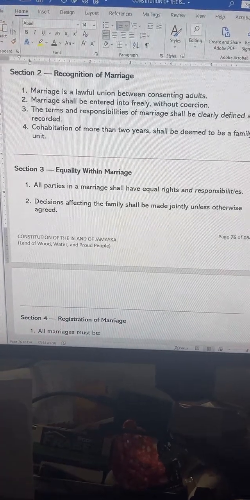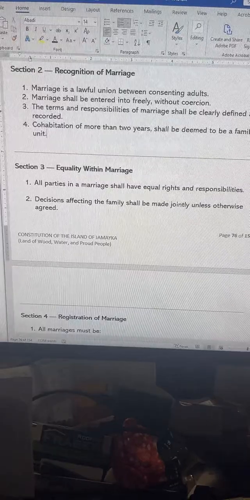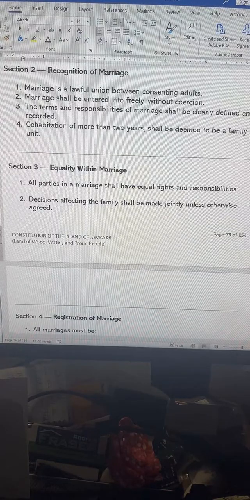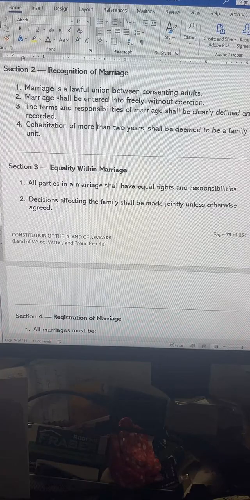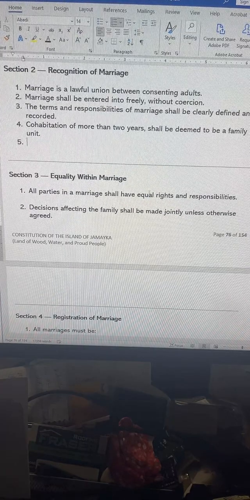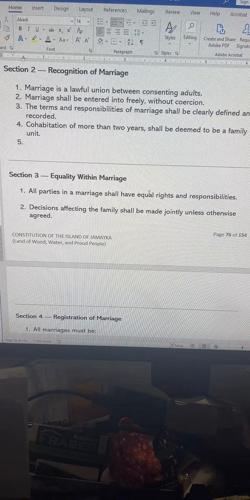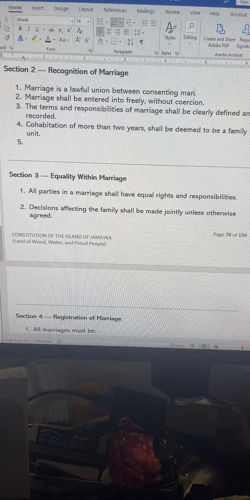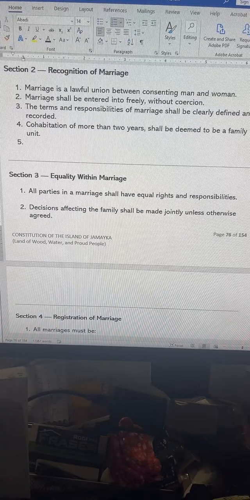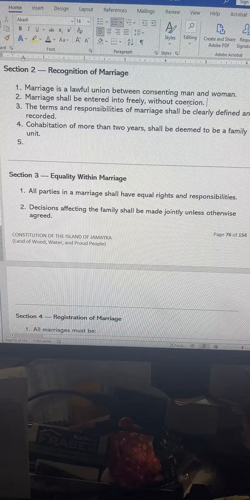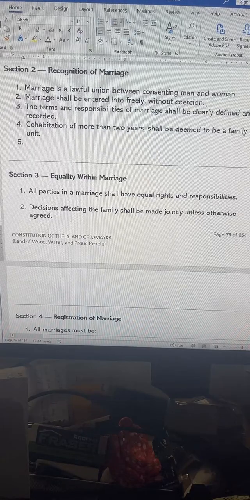Because, you know, they're still around. Either way, we're not going to say parties, you know. Cohabitation of more than 2 years shall be deemed to be a family unit. We're going to specify things now. Between consenting man and woman. Marriage is a lawful union between consenting man and woman. Marriage shall be entered into freely without coercion. The terms and responsibilities of marriage shall be clearly defined and recorded.